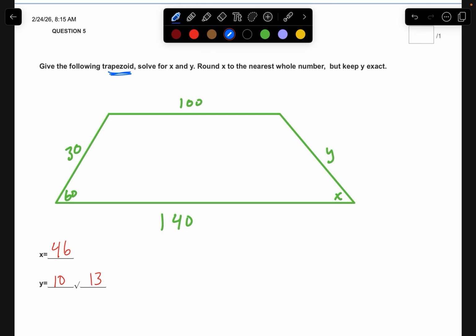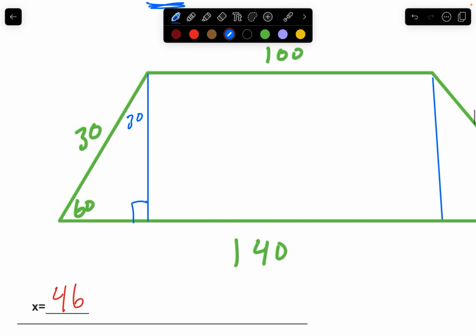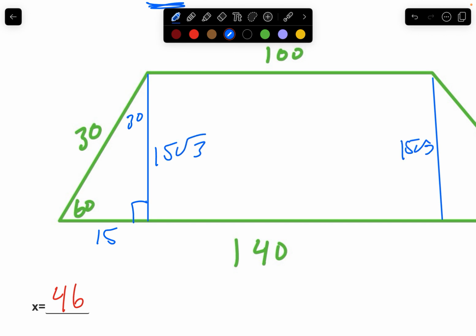Okay, so trapezoid strategy really often is going to involve cutting off the wings. We like to cut off wings. That would create a 30, 60, 90 over here. So if that's a 30, 60, 90, and this is also 30, that would be half of 30 is 15, and this would be 15 root 3, which would carry over here.